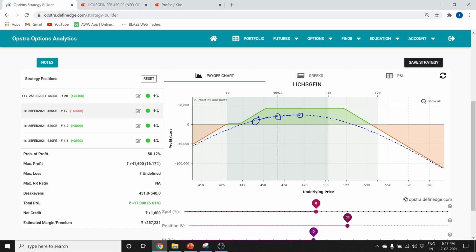So looking at this blue line, we'll know the impact on our mark to market of say 1 or 2 rupees movement, or 5 or 10 rupees movement in the stock. So you have to observe this blue line very carefully. This will show you the mark to market at various levels. So these are the two things you have to look at in a payoff graph.